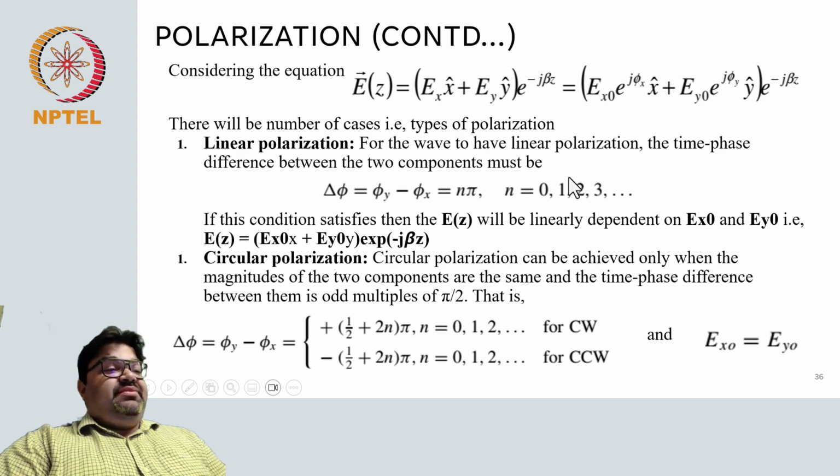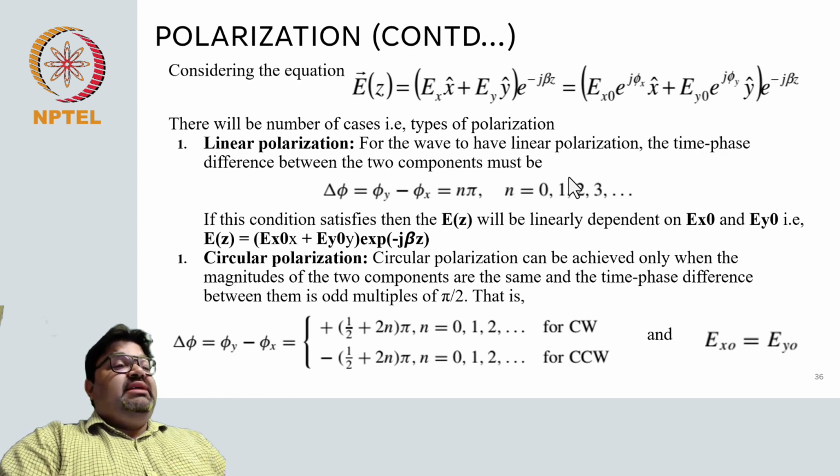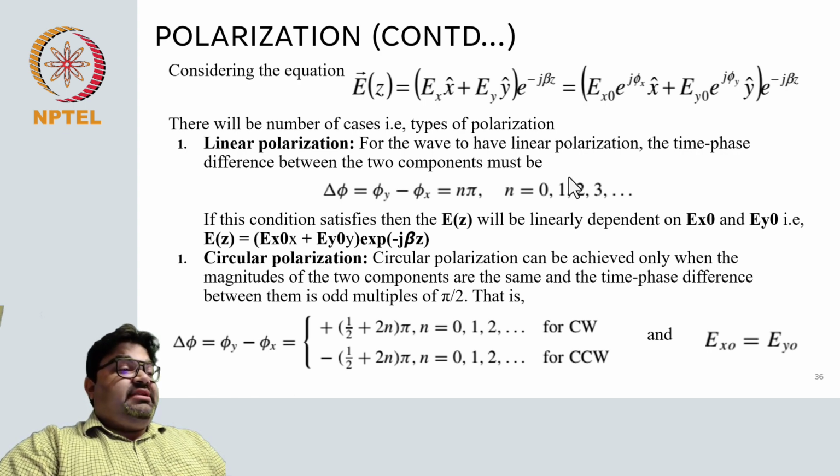Now if the two linear polarization, the time phase difference of the two components is either 0 or an integer multiple of pi, then this is called the linear polarization.